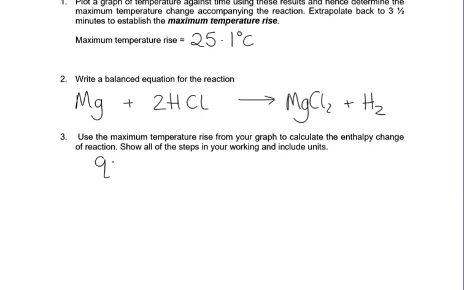Okay, so let's work our steps out. Remember, step 1, Q equals mc delta T. The thermometer's in the liquid, and how much liquid did we have? So we go back up, we had 50 centimetres cubed of liquid, and the temperature, I've got 25.1. Now if you've got a slightly different temperature rise there, you need to use yours.